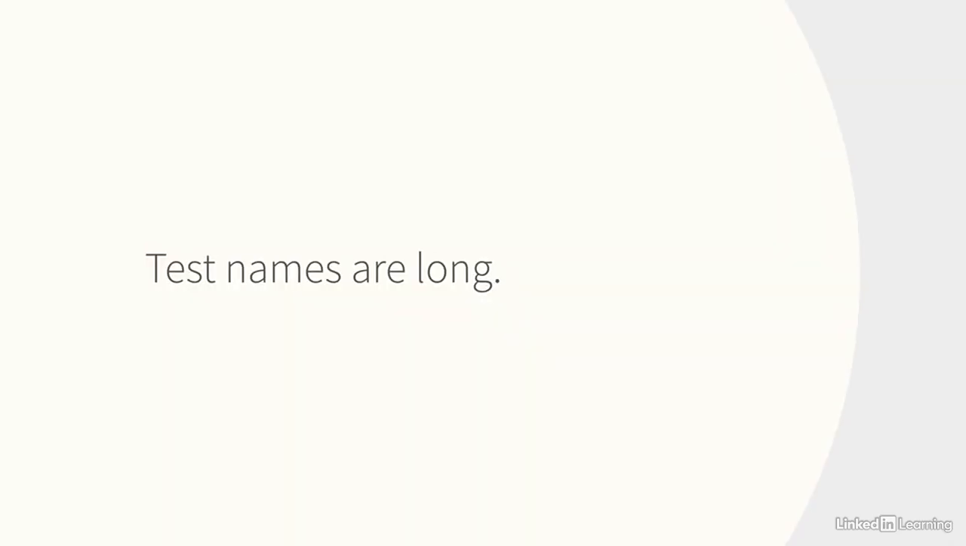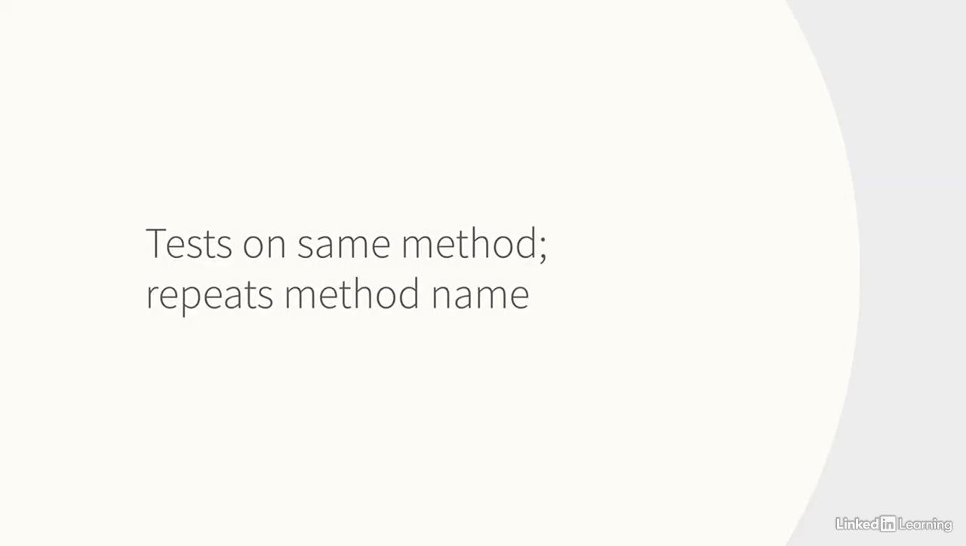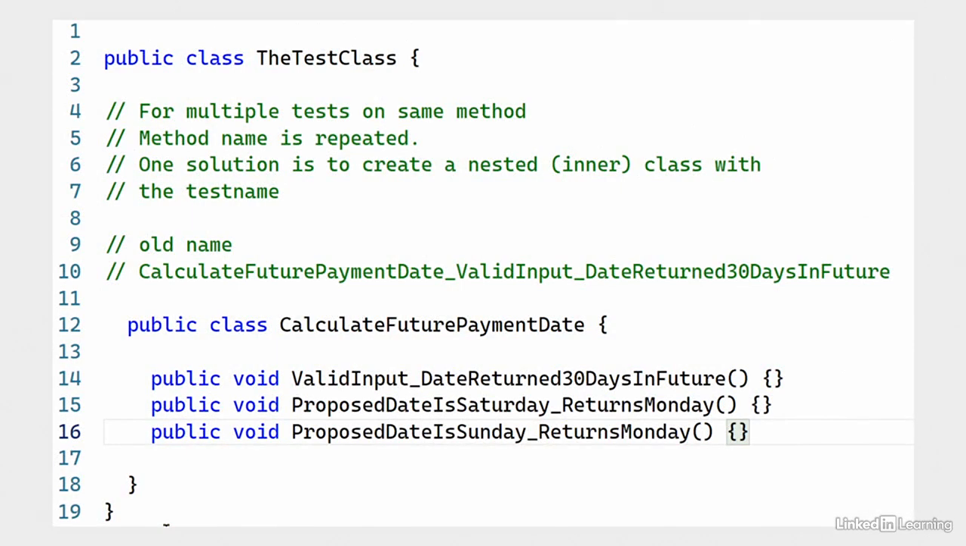Yes, the test names are long. The expected benefit is that each test name contains the information about the test, which is useful for documenting the test and when viewing in the Visual Studio Test Explorer. You might have noticed another drawback. When there are multiple tests for the same method, the method name is repeated on each test. Here's a technique that helps mitigate the issue.